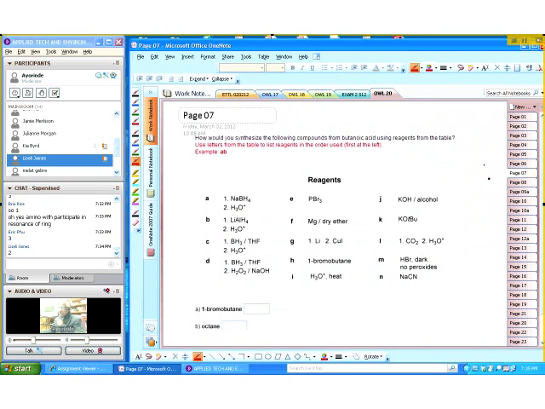Okay, now let us begin to look at reactions. Okay, let's see. Who do I need to call on here? Jamie, is your mic working? If your mic is working, can you read this for us?